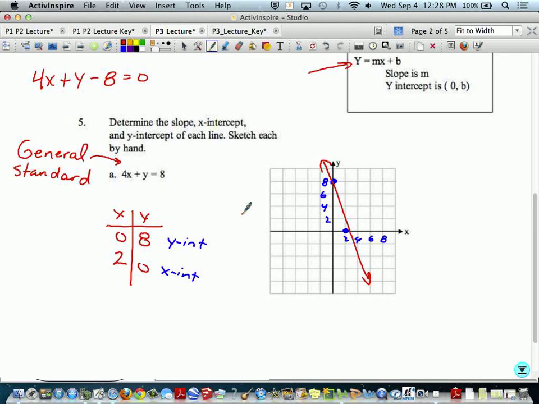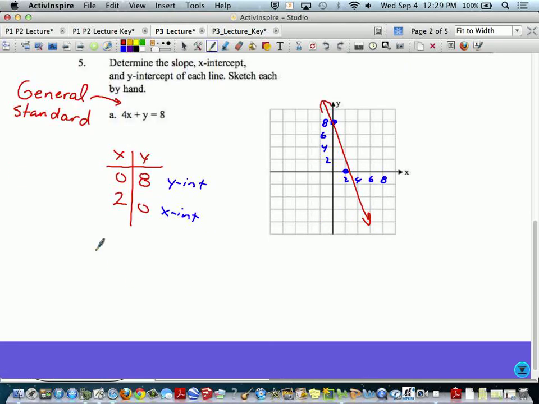So did we find the slope yet? No, but I did find the x-intercept and the y-intercept. I did sketch it by hand. So what's my slope? Well, I could take these 2 points. I could go 8 minus 0, 0 minus 2. I took the y minus the y, the x minus the x. You can find other points if you want. That's 8 over negative 2, which is negative 4. Some of you might have done this.